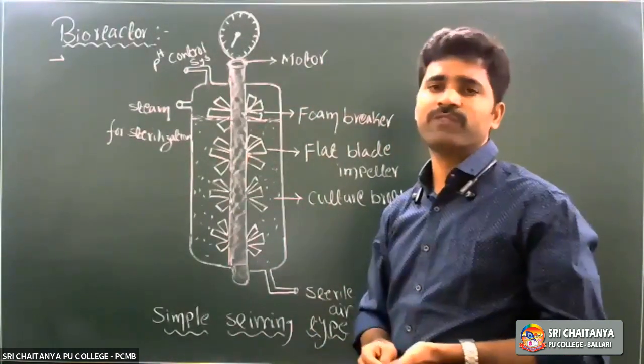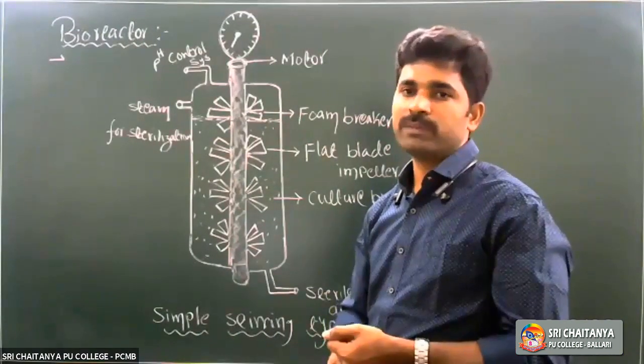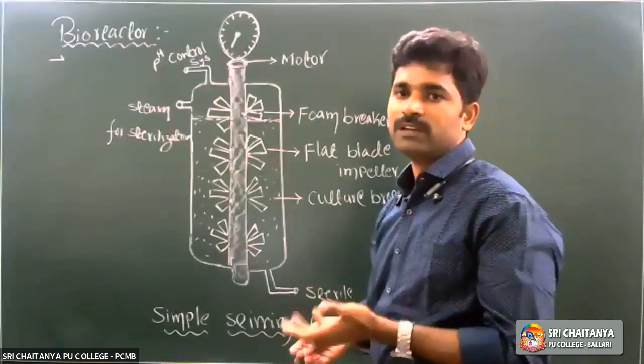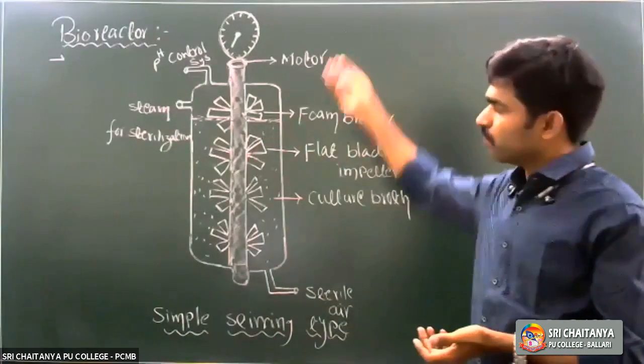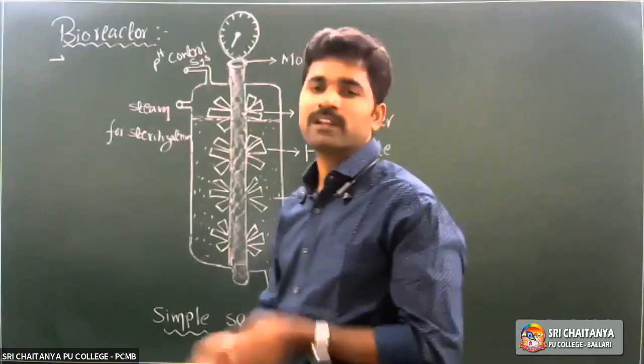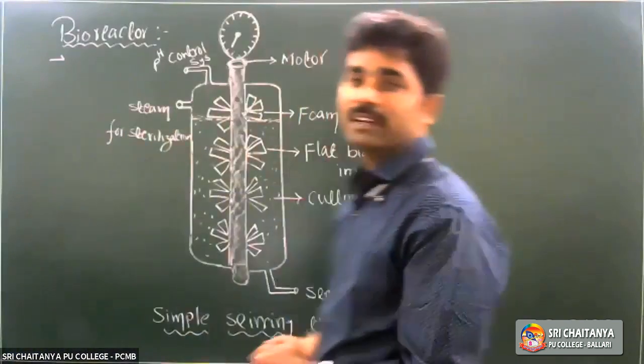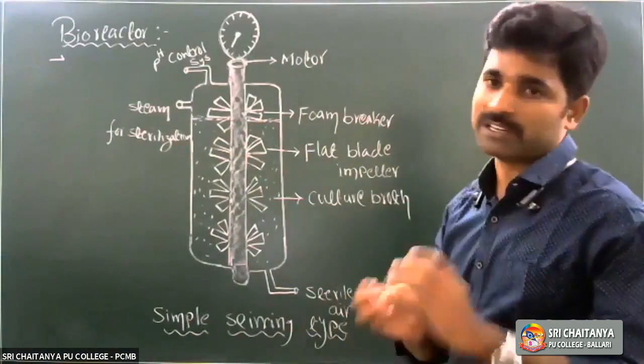So what will happen in every 20 minutes? The bacterial cells become double. So like that, after one day, after 24 hours, the 1000 liters of raw material is converted into 1000 liters of bacterial cells, 1000 liters of rDNA containing bacterial cells.